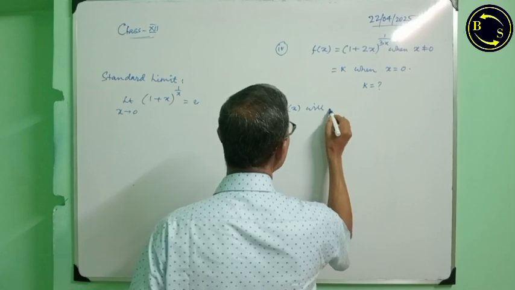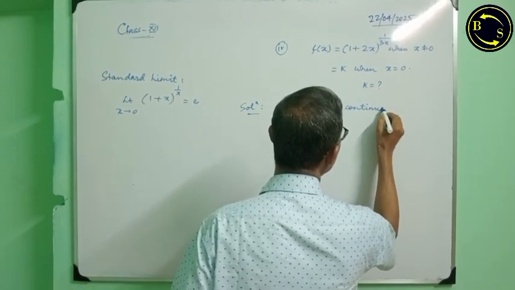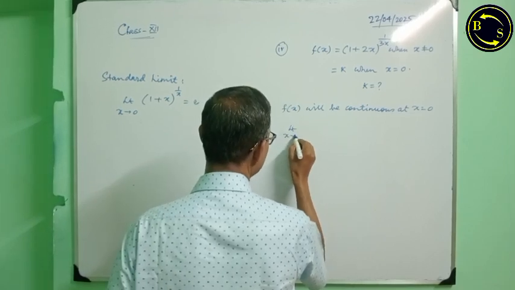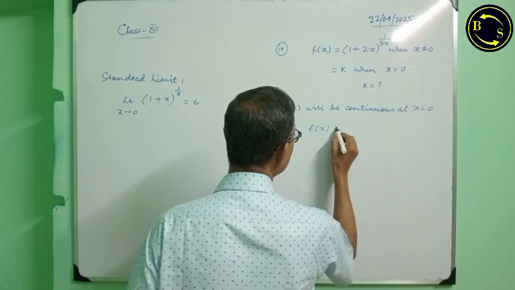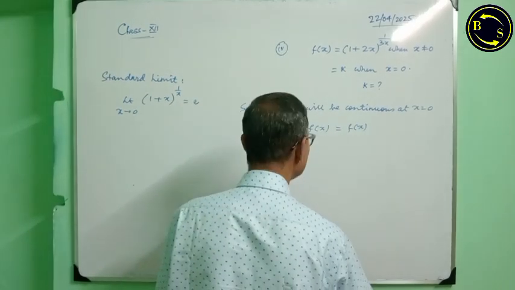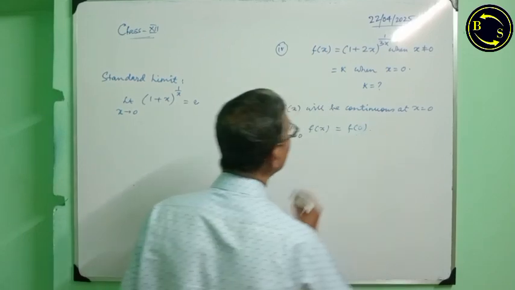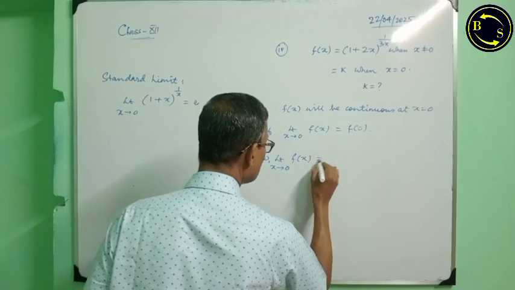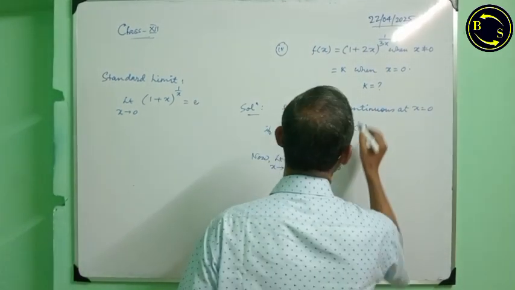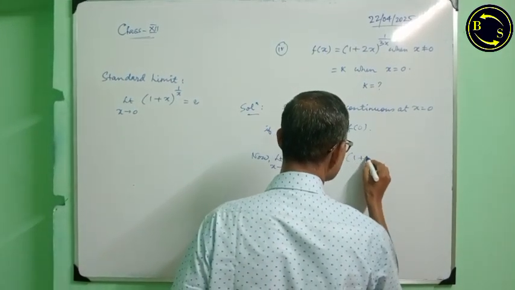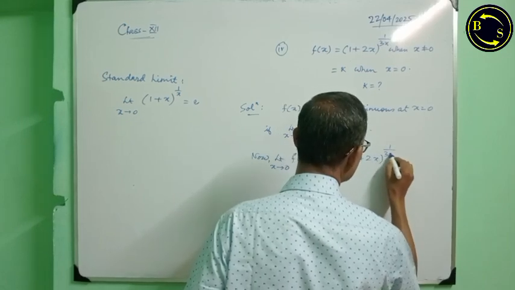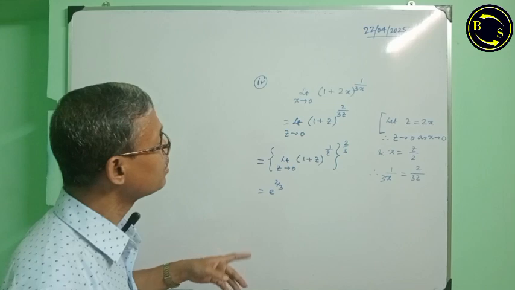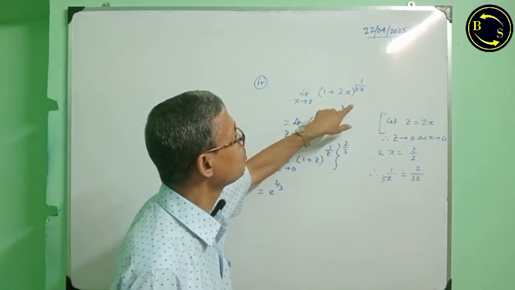f(x) will be continuous at x equal to 0 if limit x tends to 0 f(x) is equal to f(0). Now, limit x tends to 0 f(x) equal to limit x tends to 0. In place of f(x), we have to put this (1 plus 2x) whole to the power 1 by 3x. We calculate this limit. Already I have mentioned the standard limit. Here we find limit x tends to 0, (1 plus 2x) whole to the power 1 by 3x.